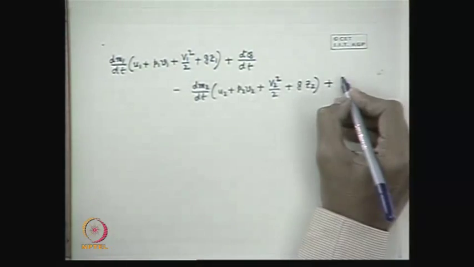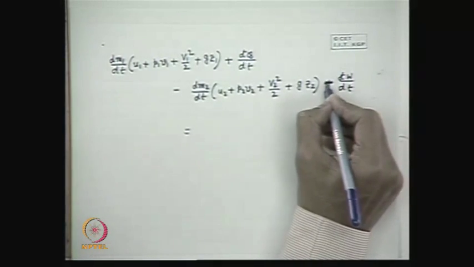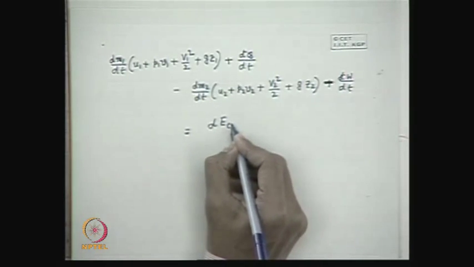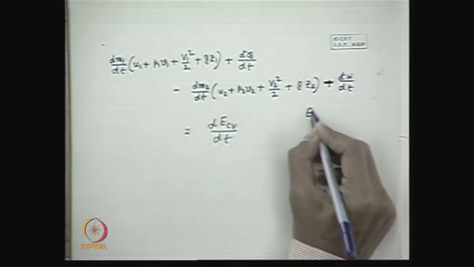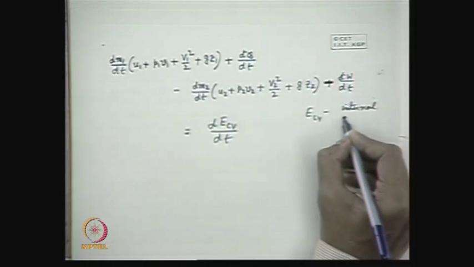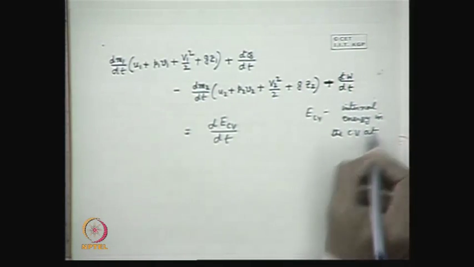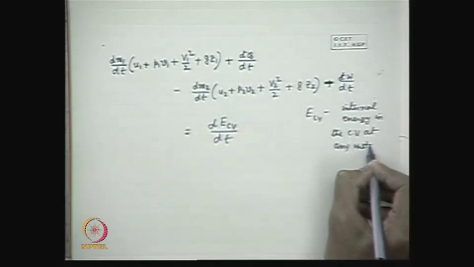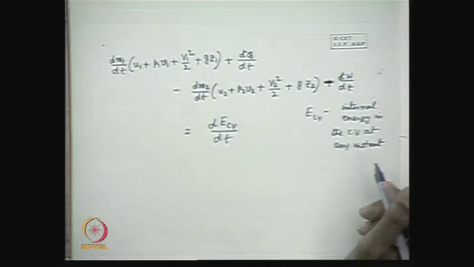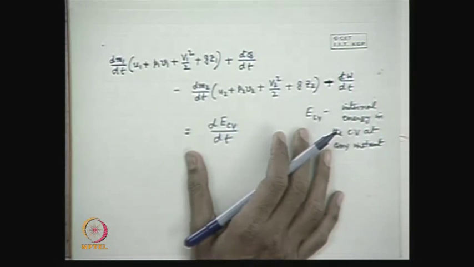So, therefore, we can write this as dW/dt minus dQ/dt, and this will be equal to the rate of change of energy within the control volume, where E_CV is the internal energy in the control volume at any instant. This internal energy at any instant comprises all the energies in the control volume, that is the intermolecular energy, the kinetic energy due to the motions of fluid particles within the control volume, plus the potential energy. So, this is the statement of the conservation of energy.